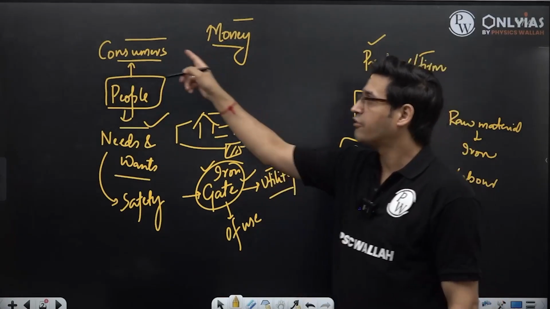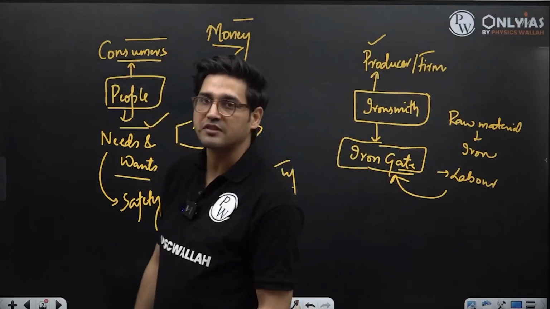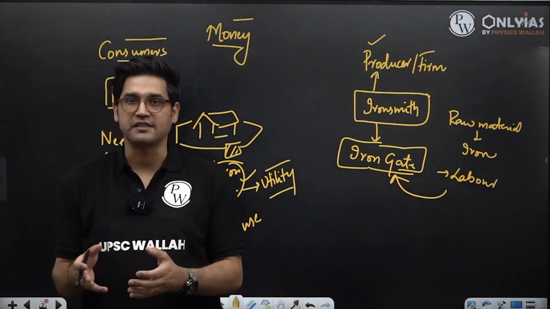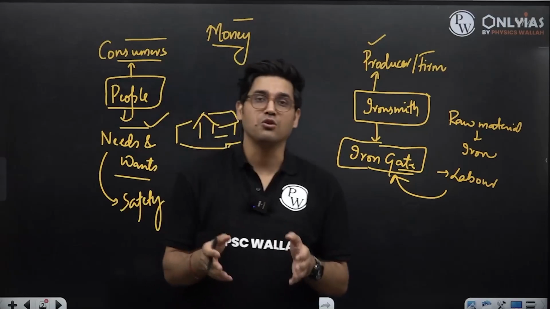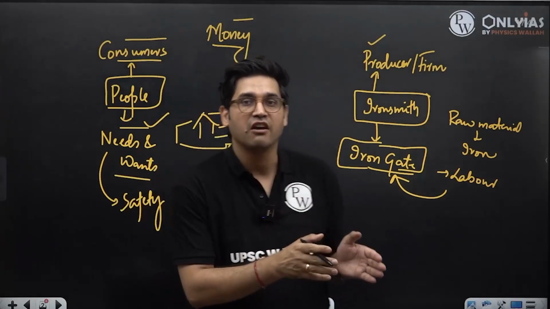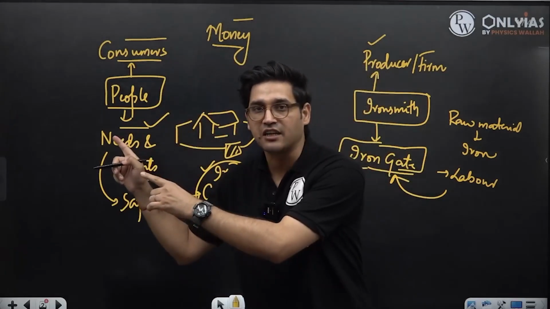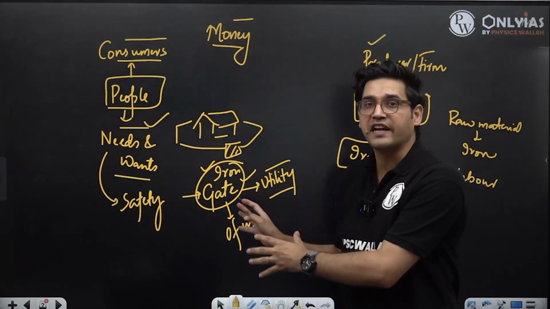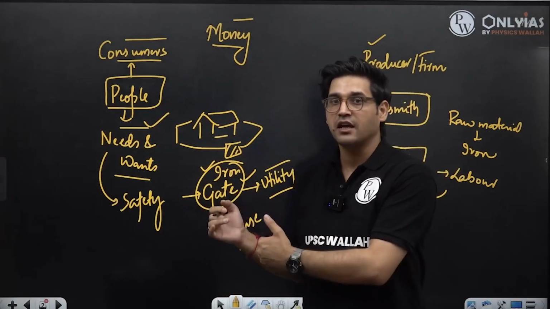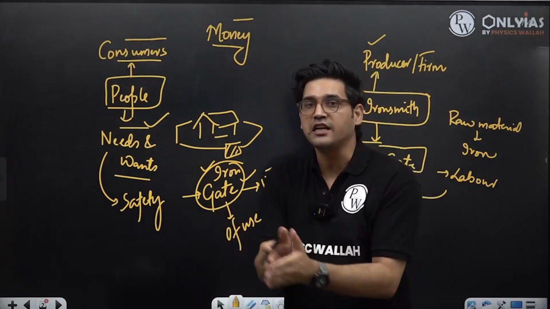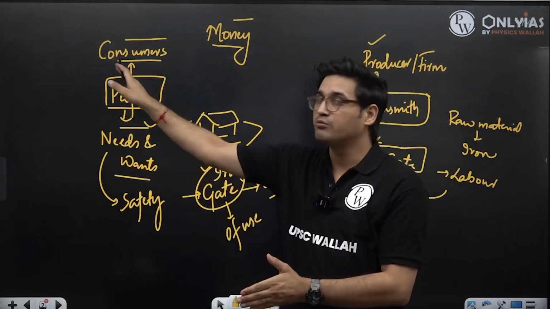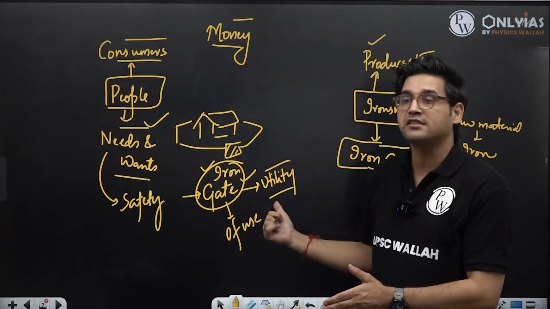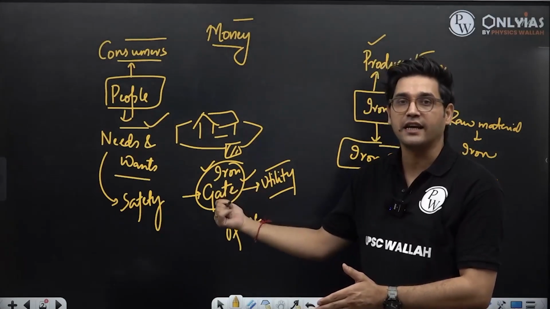For who? For the economic agents which are consumers. That means consumers have needs and wants. And consumers know that there are some things which will satisfy these needs and wants, or those things have a need satisfying potential. This is what we call the utility of things. So consumers want to realize the utility of iron gates.